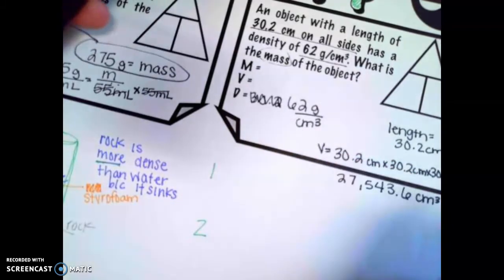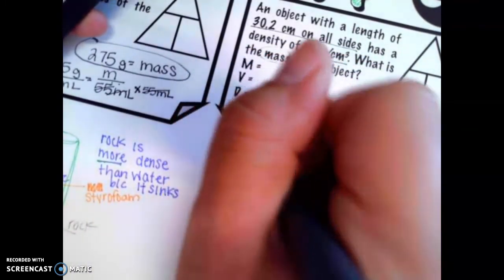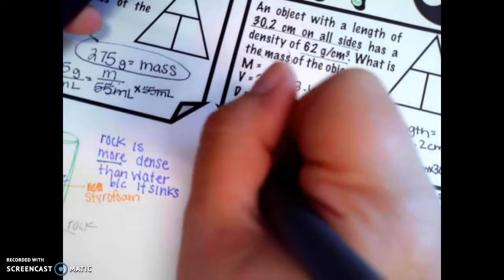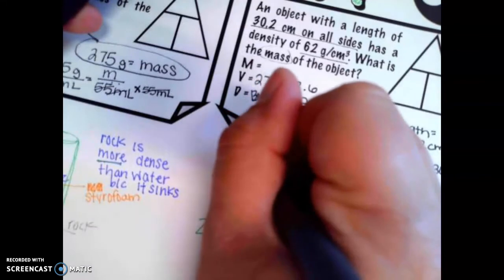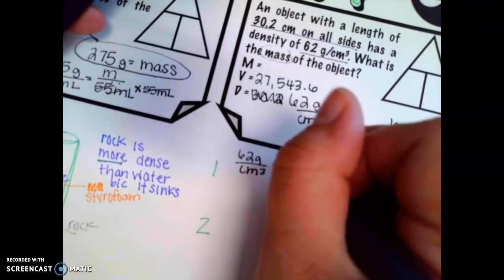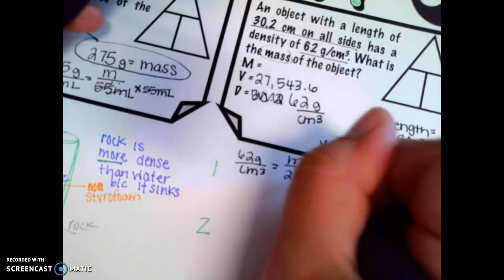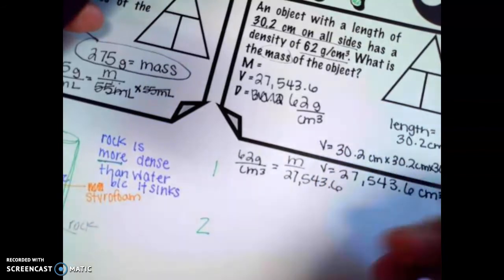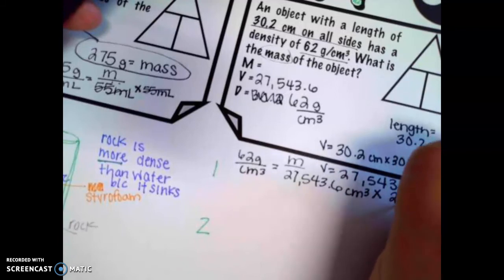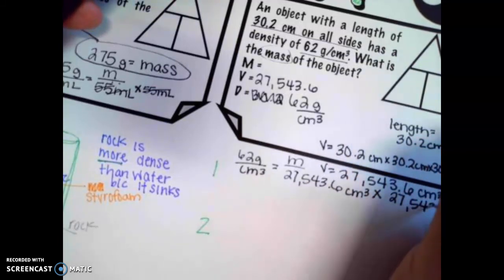And we know our density. So now we have volume, 27,543.6. So 62 grams per centimeter cubed equals mass over 27,543.6 centimeters cubed. Remember, we must multiply to get it on the other side because we want to solve for mass.